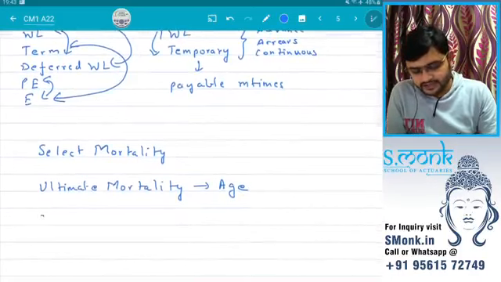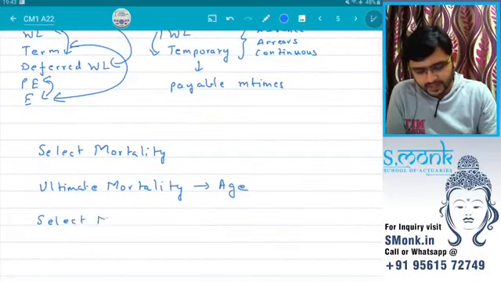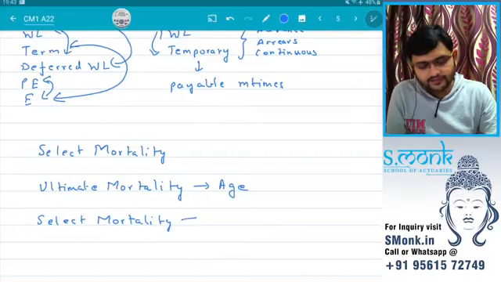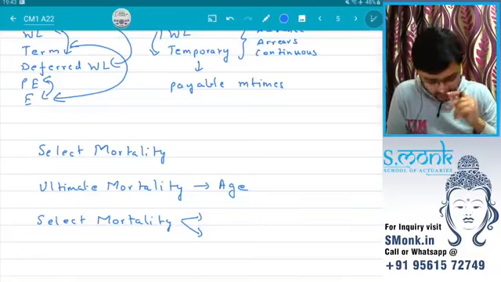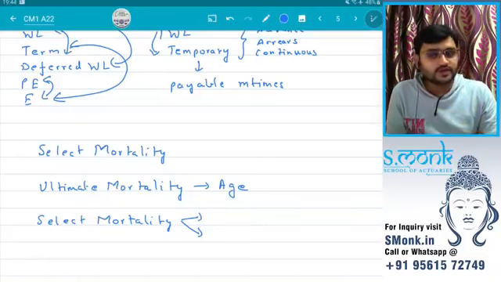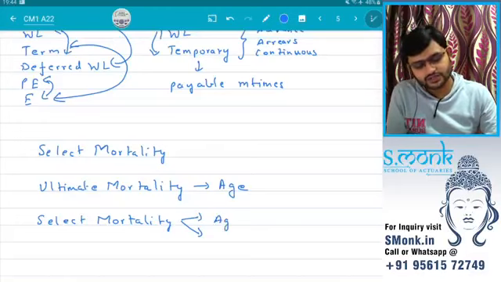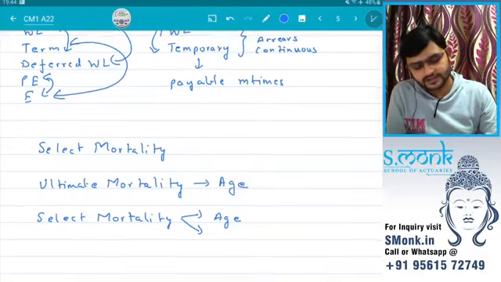But if we take select mortality, then we have two factors on which those values will be dependent. First is age, and the second is select period.